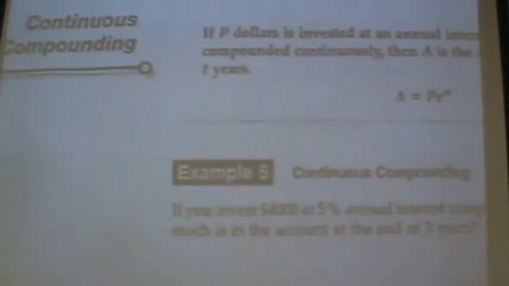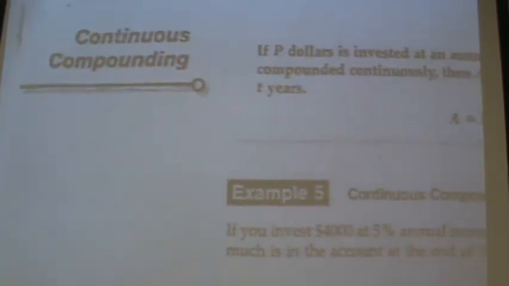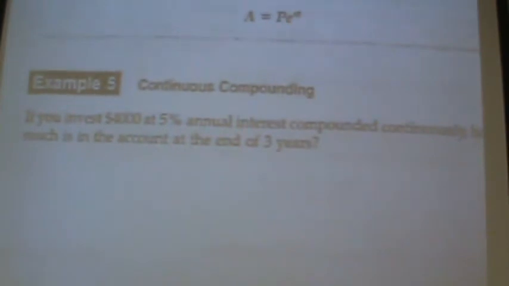All right, last one. What's this last formula? Compounding continuously. And that formula is P times e to the rt. So if you invest $4,000 at 5% compounding continuously, how much money are you going to have? What's the amount at the end of 3 years?